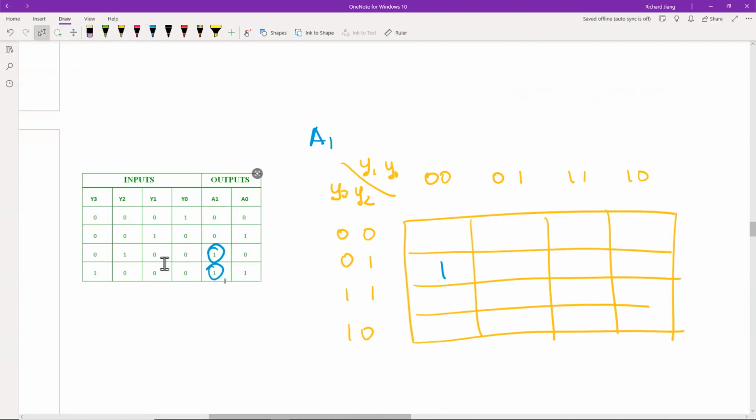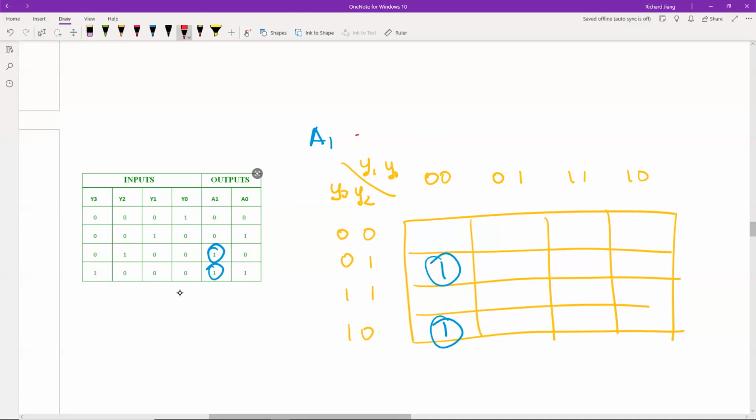And then another one is at the final row down here. So it's saying same column, because Y1, Y0 is equal to 0, 0. So we're looking at this column here. And now it's saying we're looking at the bottom row where it's 1, 0. So we put a 1 here. So in this case, the K-map doesn't help us, right? Because the largest circles we can draw look like this.